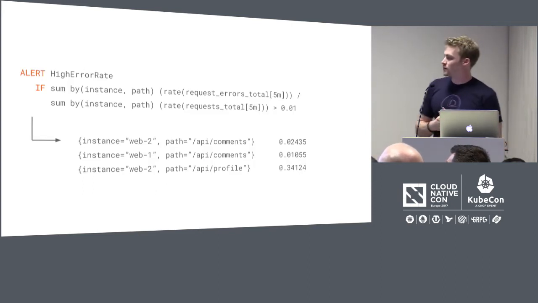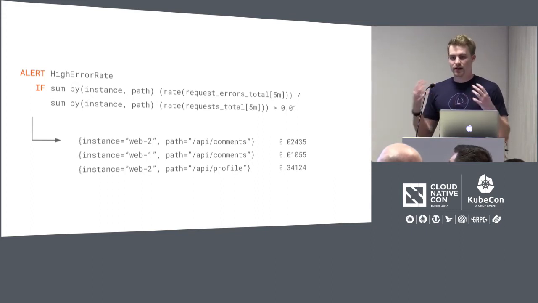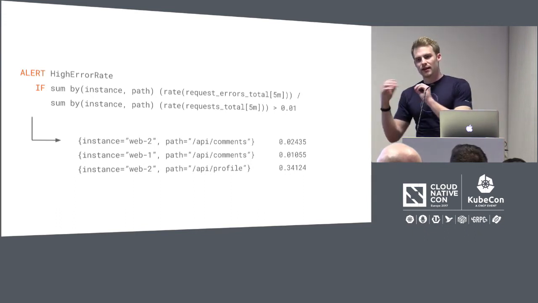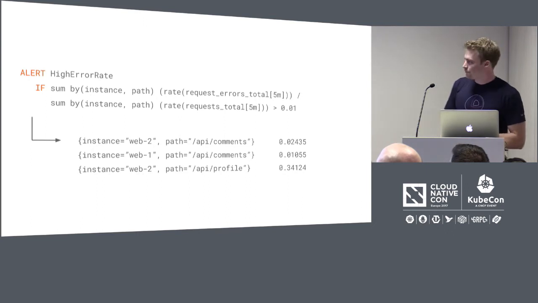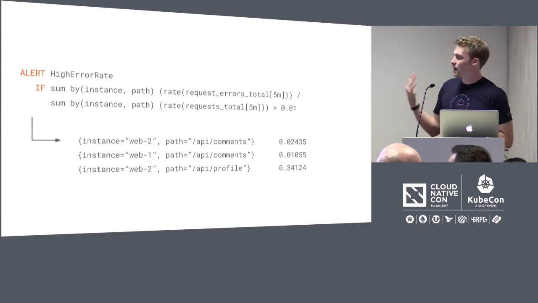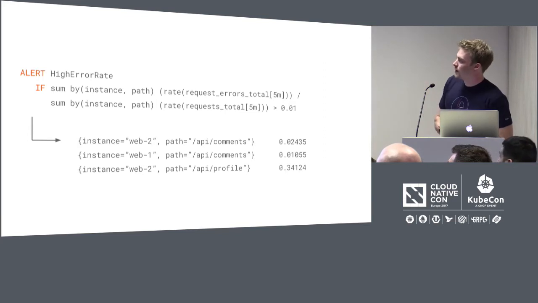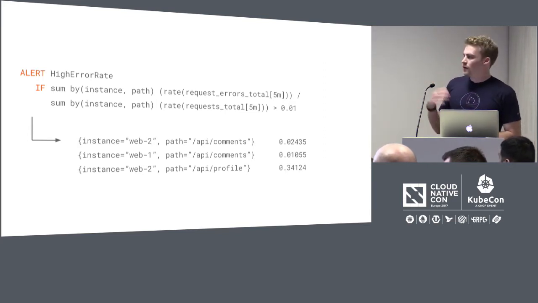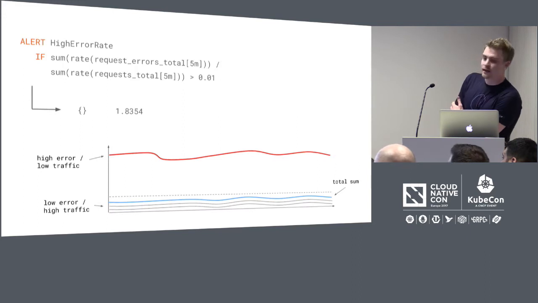Luckily, we can also solve this. As we've seen before, we can preserve certain dimensions in our aggregations, right? So we have all these time series, and we say, yes, aggregate, but keep certain things around so I can have more detail. And if we want to preserve the instance and the path label, we achieve exactly that. So what we get back here is a nice per instance and path combination of the total error rate. And in this case, the previous example will be reliably detected.